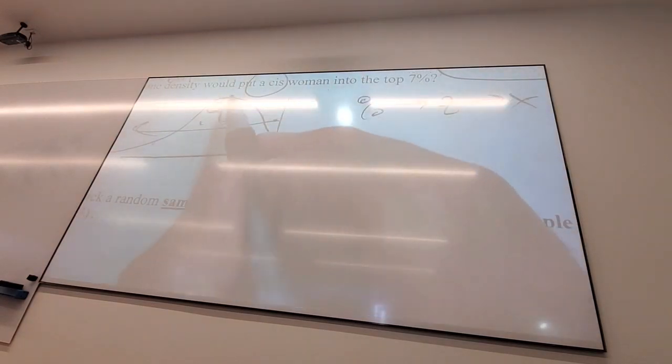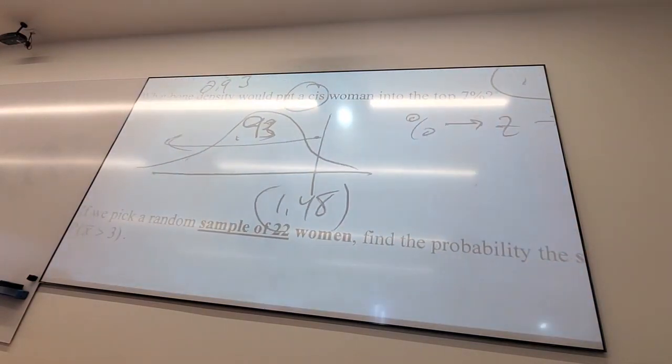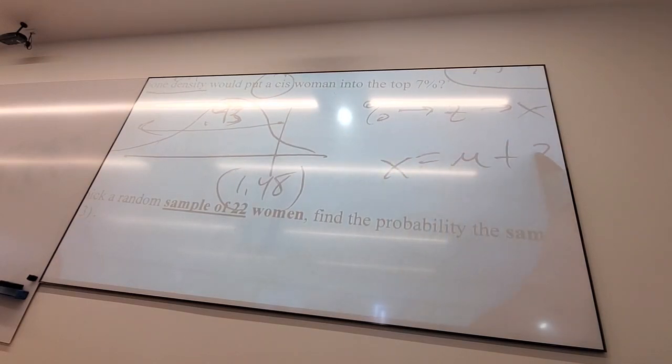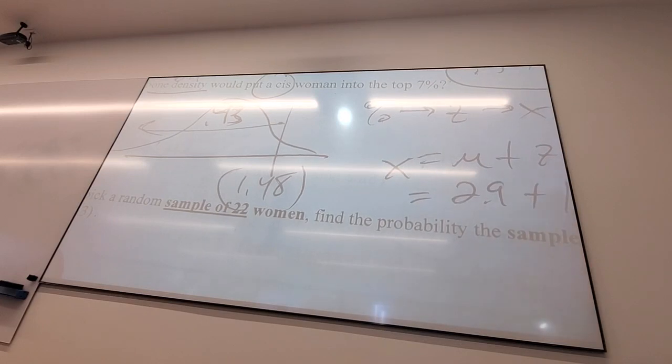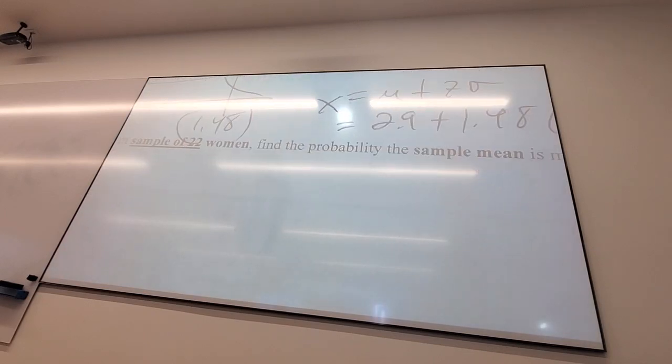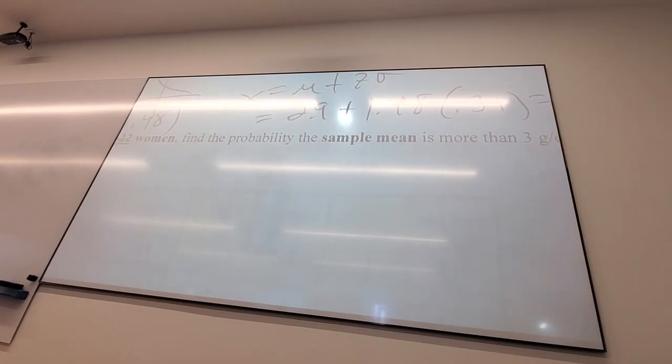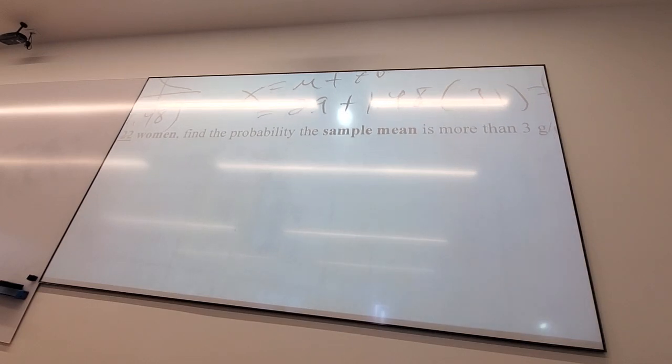How do I convert that back into a bone density? So I'll take the mean, and I'll go up 1.48 steps. Where'd they go? There they are. And you get 3.35.88 grams per centimeter squared. Say 3.36 grams per square centimeter.